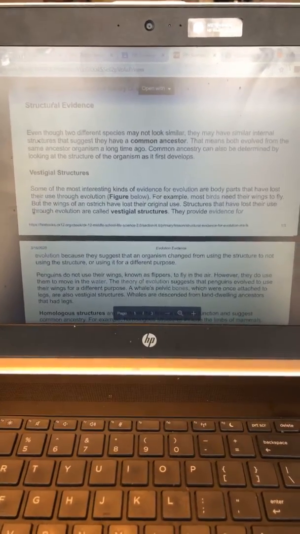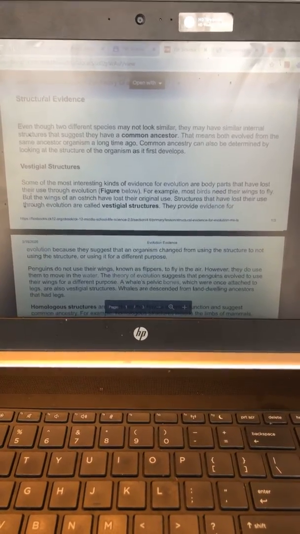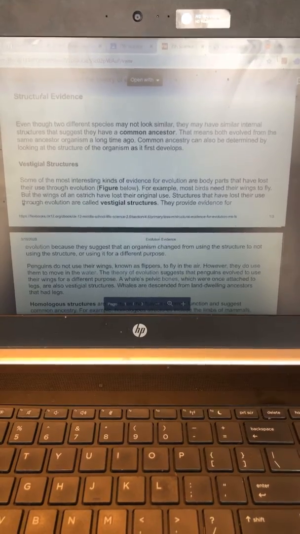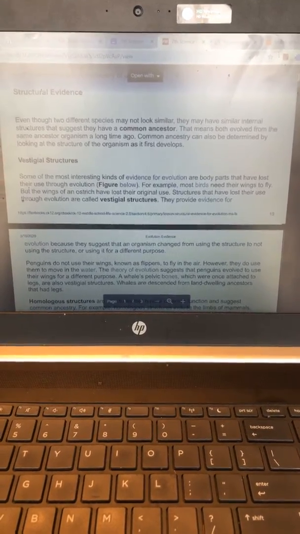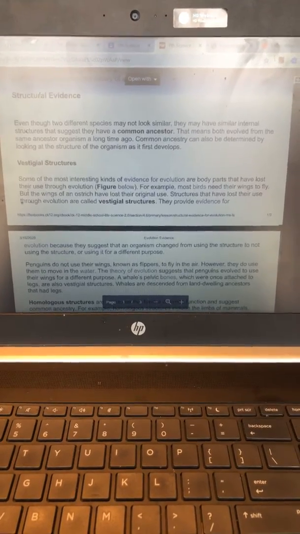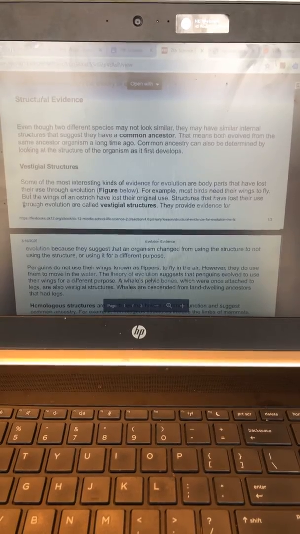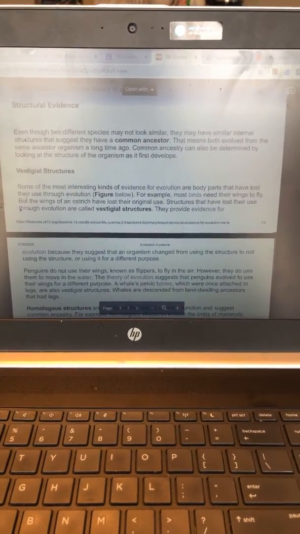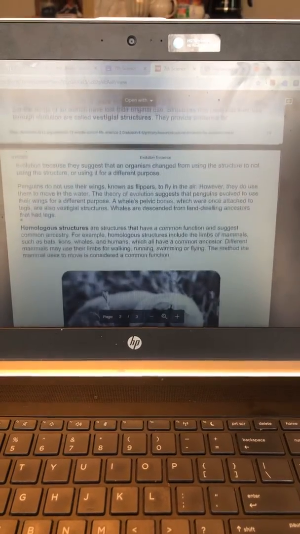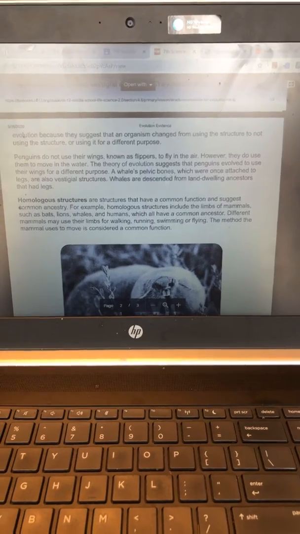Vestigial structures. Some of the most interesting kinds of evidence for evolution are body parts that have lost their use through evolution. For example, most birds need their wings to fly, but the wings of an ostrich have lost their original use. Structures that have lost their use through evolution are called vestigial structures. They provide evidence for evolution because they suggest that an organism changed from using the structure to not using the structure or using it for a different purpose.